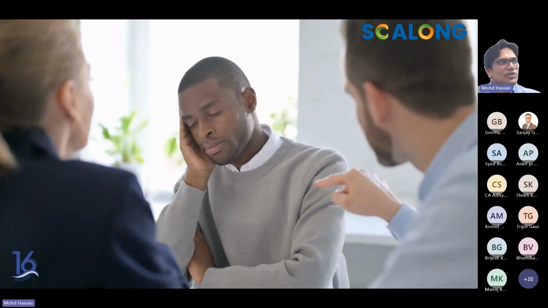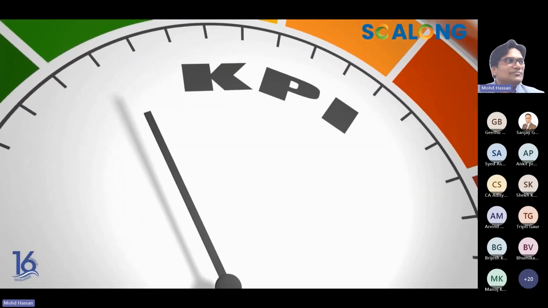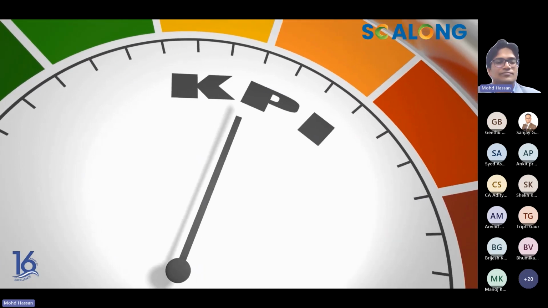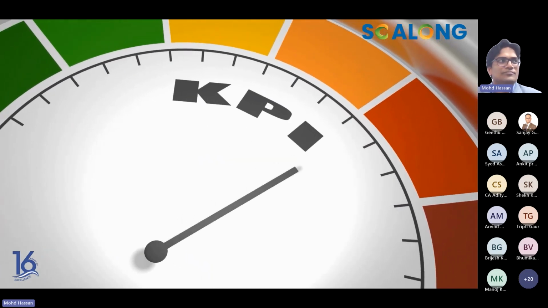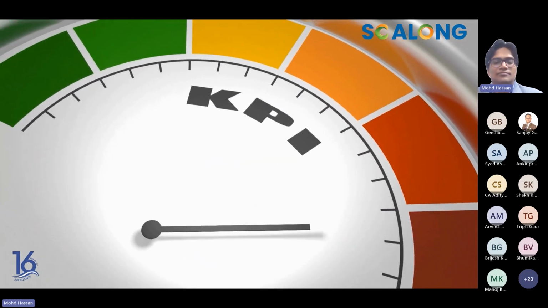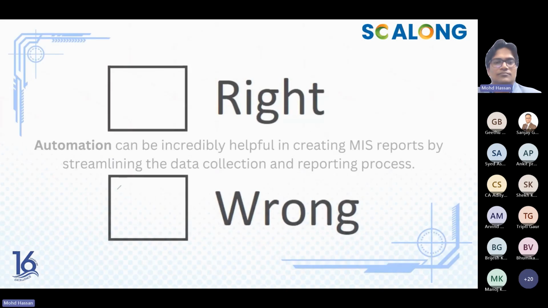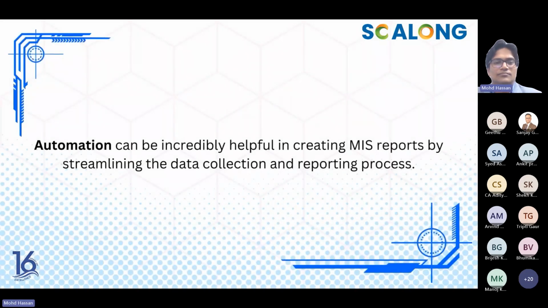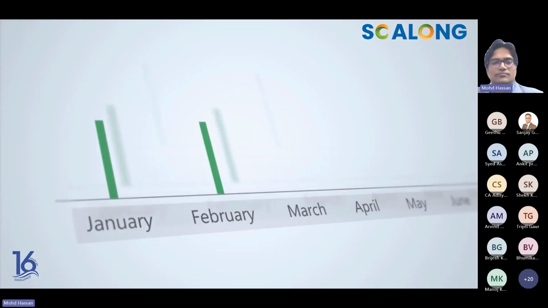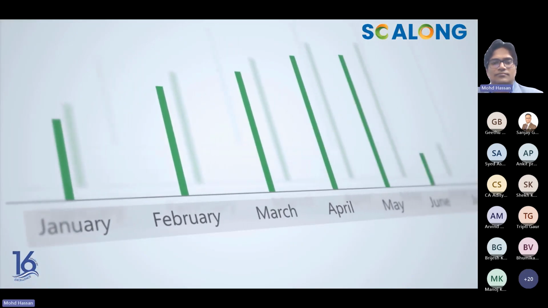The success of an MIS report depends on identifying the most relevant metrics and key performance indicators, KPIs, to track progress toward organizational goals. Choosing the wrong metrics or KPIs can lead to a misleading or incomplete report. This is why automation can be incredibly helpful in creating management information system reports by streamlining the data collection and reporting process. Let's dive deeper into how it is done and what it brings to the table.